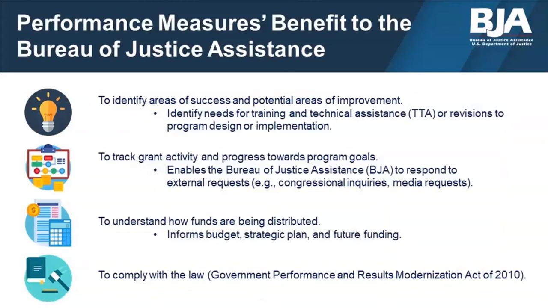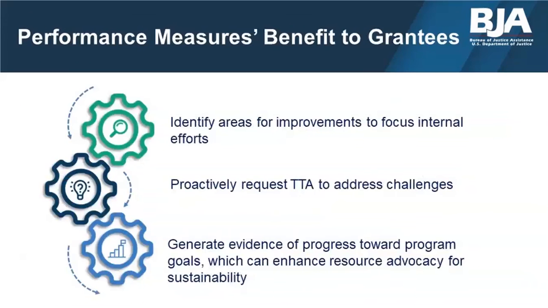Performance measures benefit BJA in the following ways: identifying areas of success and potential areas of improvement, tracking grant activity and progress towards program goals, understanding how funds are being distributed, and complying with the law. Performance measures benefit the grantees as follows: areas for improvement to focus internal efforts, activity requests to address challenges, and generating evidence of progress toward program goals.